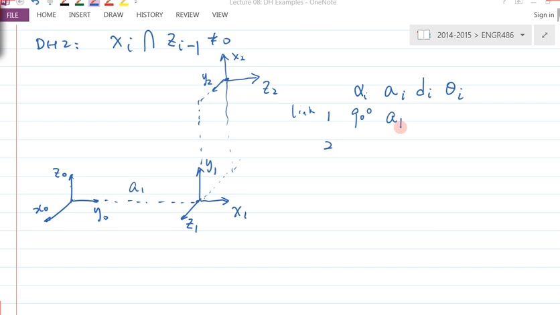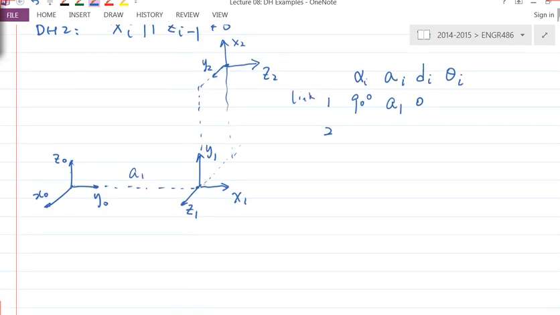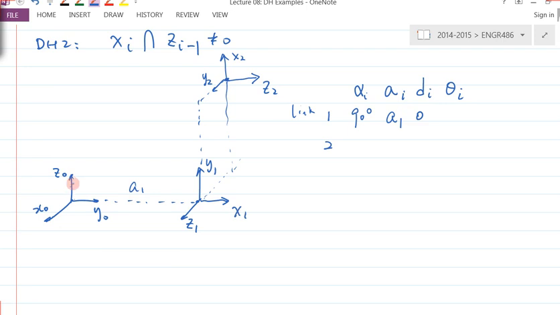And d_i is the distance between these two x-axes, from X1 to X2 along Z1. So let's say this distance here is d2. So what should I put here? d2? From X1 to X2 along Z1. Negative, exactly, because you're going this distance, but it actually is along the negative direction of Z1, right?